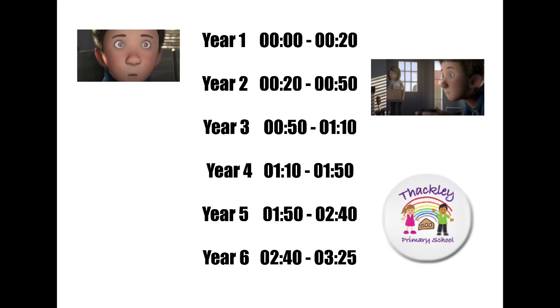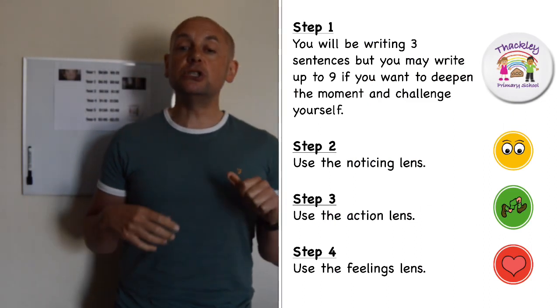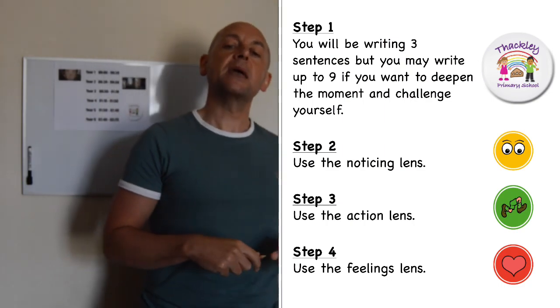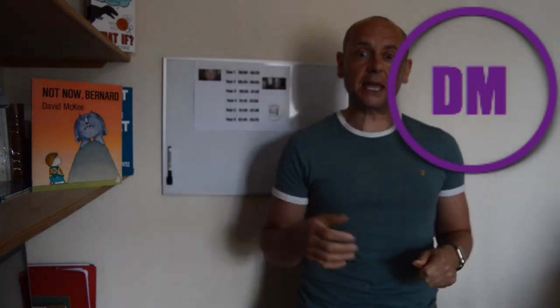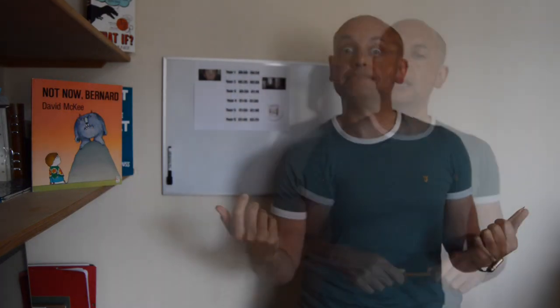Remember, check the chunk for your year group and then follow those 4 steps. You don't have to follow them in order. You can do the feelings lens first. It's up to you which order you do them in. I did say you can write up to 9 sentences, and you do this by deepening the moment. There's so many different ways you can do this. You can use another fantastic lens, for example. Tell me what he's thinking. Yeah, use the imagining lens. Or you could add a simile.